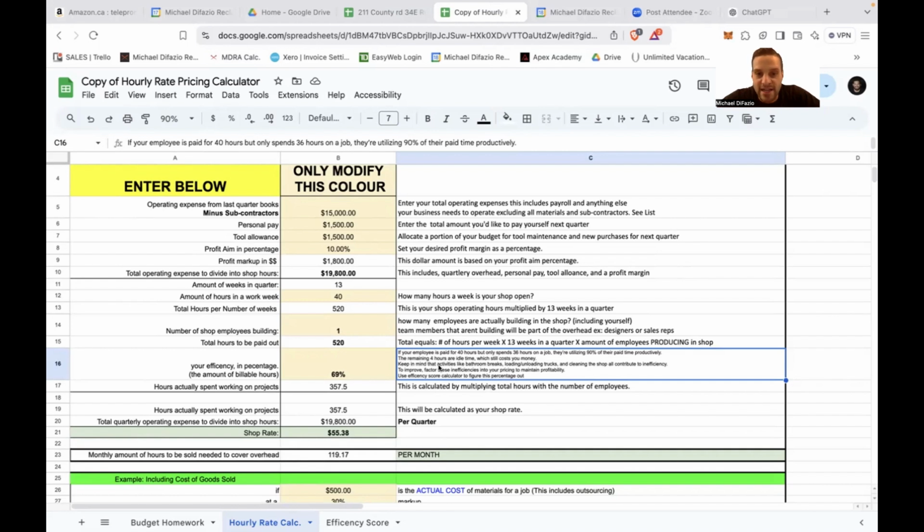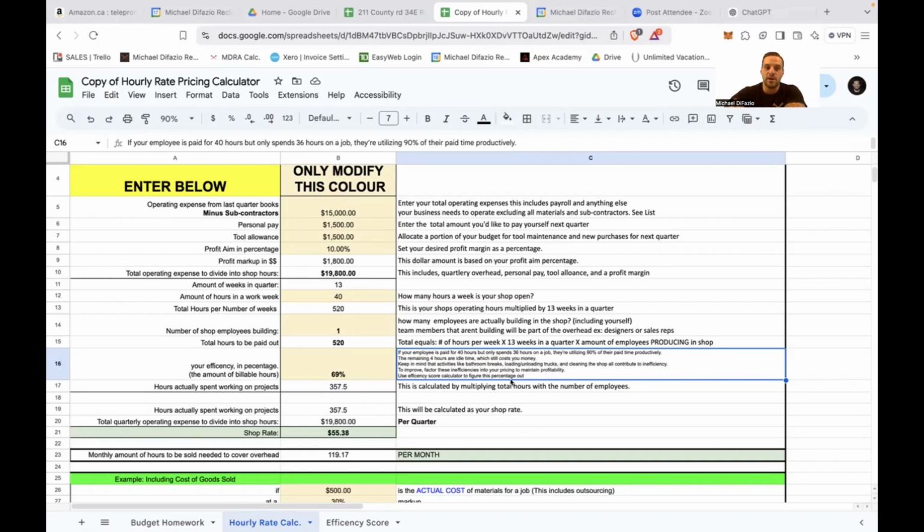Keep in mind that activities like bathroom breaks, loading and unloading trucks, and cleaning the shop all contribute to inefficiencies. To improve, factor these inefficiencies into your pricing to maintain profitability. Use the efficiency score calculator to figure out this percentage. We're going to go over that in a second.